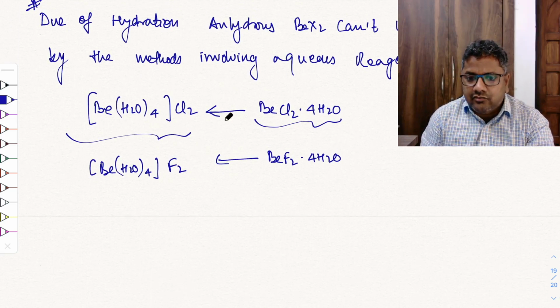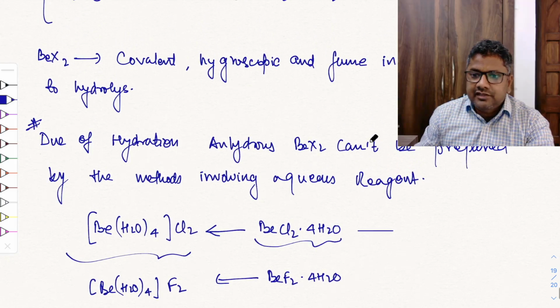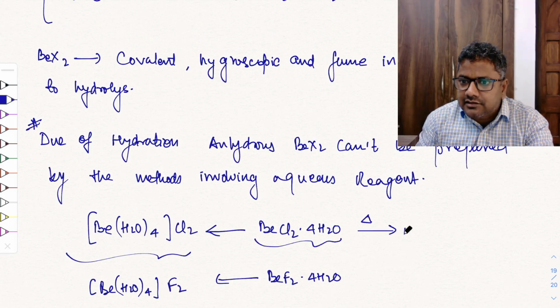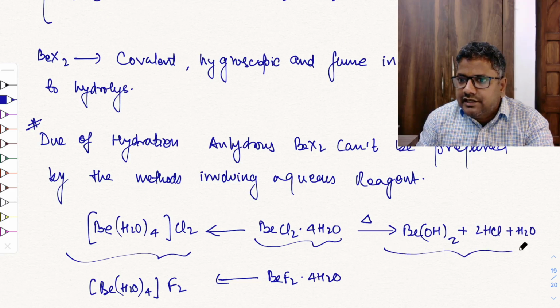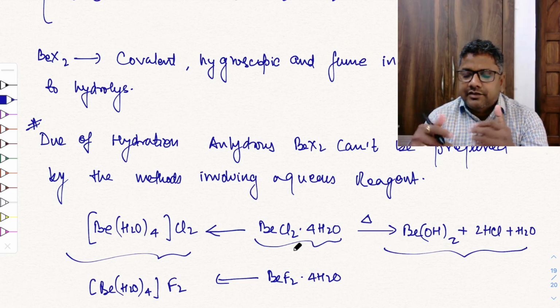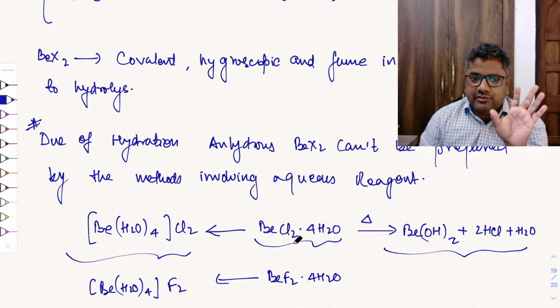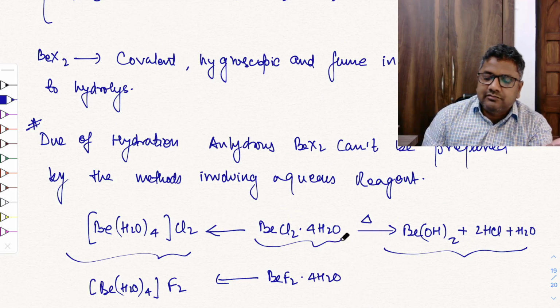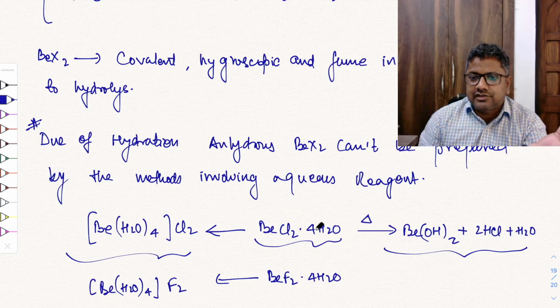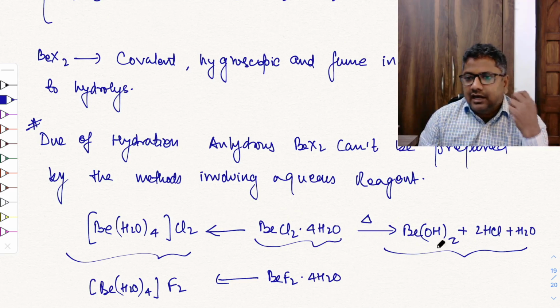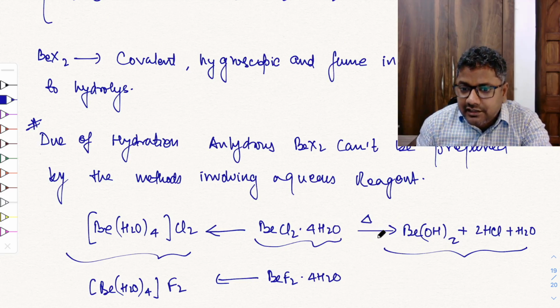And if you wanted to prepare it by heating this product, you will get Be(OH)2 plus 2HCl plus H2O. If you are under the impression that when we heat this hydrated salt, water will escape and we will get anhydrous BeCl2, this is not possible, because the oxygen of the water of crystallization is chemically bonded with beryllium, and this is known as hydrolysis.